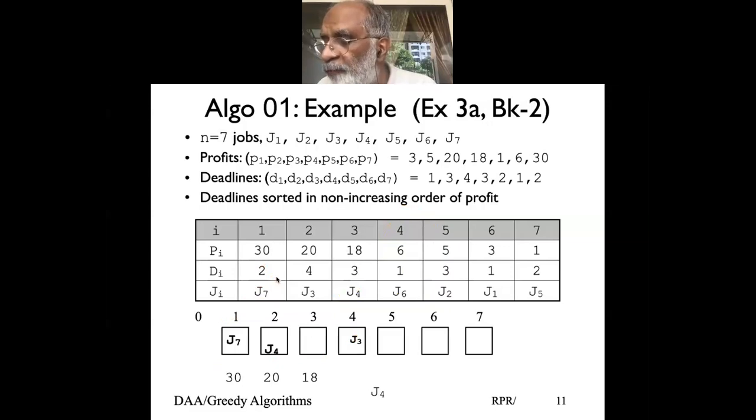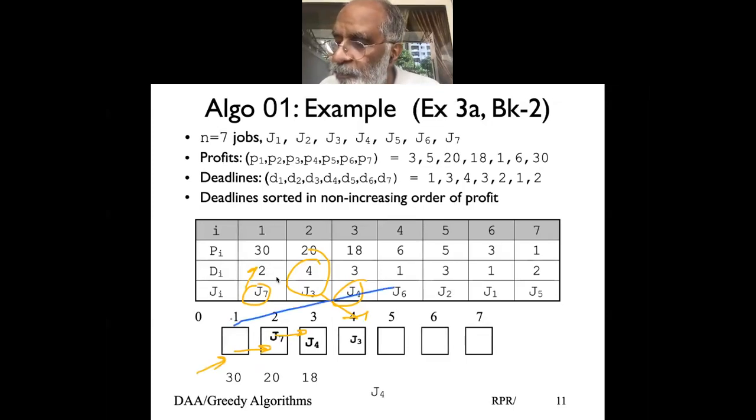So shift J3. Remember, J3 can go up to 4. So we move J3. Job J4 has a deadline of 3, so J4 can move here. So we move J4. Job J7 has a deadline of 2, so we can shift J7 here. And now my slot is empty, so I can move J6, accommodate this. That is what I schedule, and my profit is updated. So this is what I do. If you look at it, I scheduled 4 jobs so far.